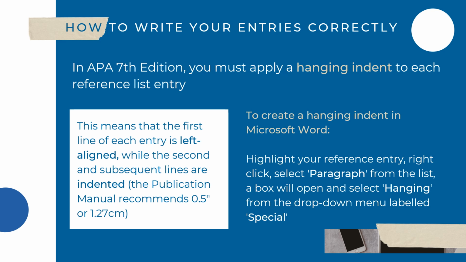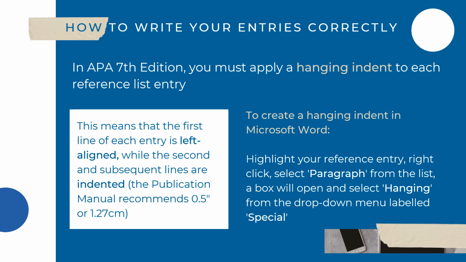In APA, the rules state that you must apply a hanging indent to each entry in your reference list. This simply means that the first line of each entry is left aligned as normal, however the second and subsequent lines are indented. This will become clearer when you see the examples to follow.